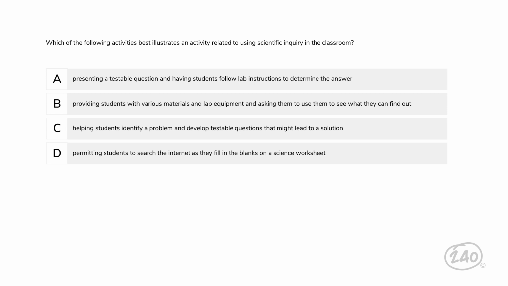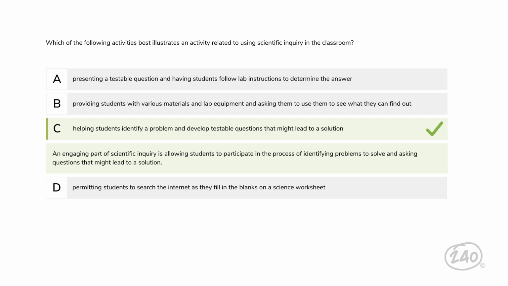An engaging part of scientific inquiry is allowing students to participate in the process of identifying problems to solve and asking questions that might lead to a solution. So, C is the best answer.